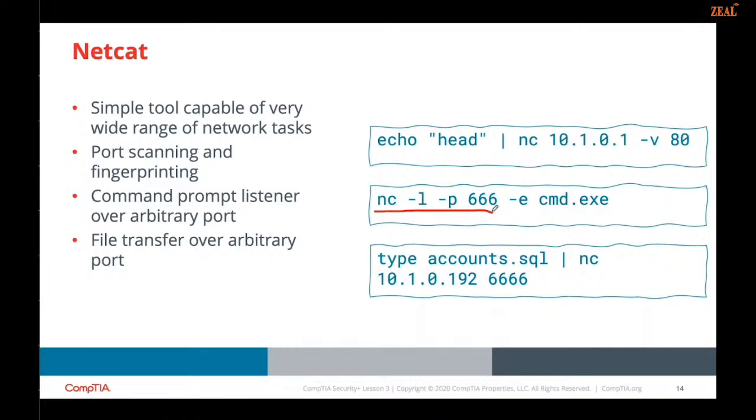What you need to do on the other machine now is type the IP address of the machine on which you executed this command: nc, the IP address, 666. You'll get the command prompt of this machine. As simple as that.